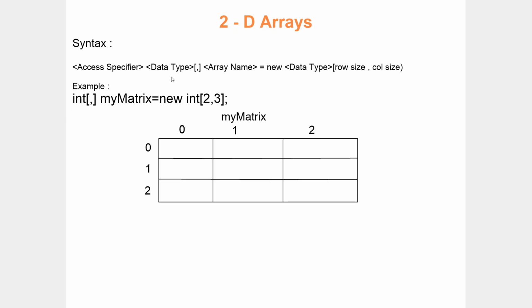Next, data type. This is a must. I would like to hold a collection of integer data elements, so that is the reason I'm going to define my data type as int. Define the nature of your collection, square brackets, and within the square brackets, you'll have to use a comma. So what does it mean?